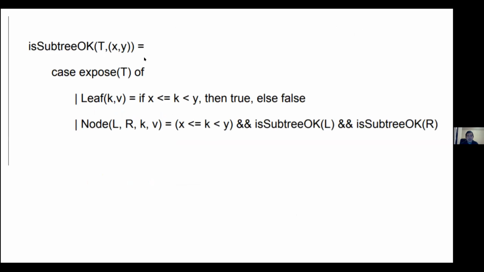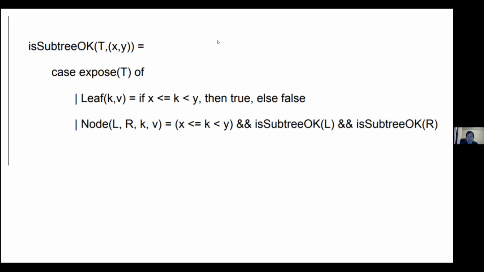So basically if it's a leaf, then we just check the key itself. If it's in the bound, we return true, otherwise we return false. If it's a node, then we first have to check whether the node itself is in the bound. And then we need to check if the left subtree is completely in and the right subtree is completely in.